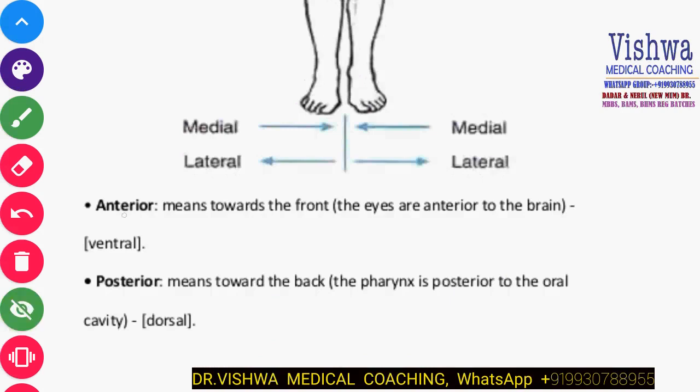Secondly, you also have anterior and posterior. All of us may be aware of this again. Anterior means towards the front. For example, anterior side of the liver, anterior surface of the liver. So anterior is towards the front, whereas posterior is towards the back. Again, this is very basic. As you can see, what is the example? Pharynx is posterior to the oral cavity.